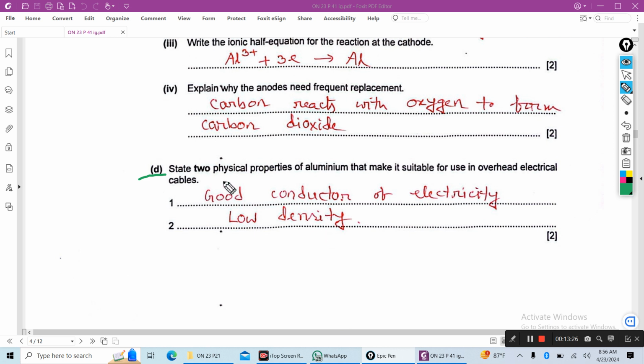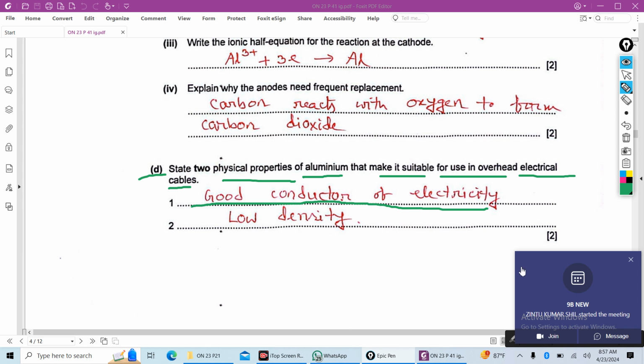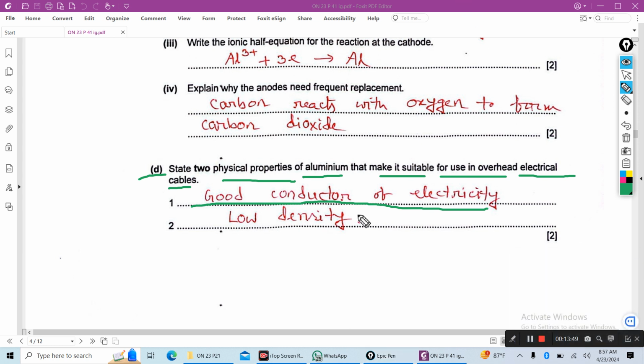D. State 2 physical properties of aluminum that make it suitable for use in overhead electrical cables. Number 1, good conductor of electricity. Aluminum is a good conductor of electricity, and also it has low density.